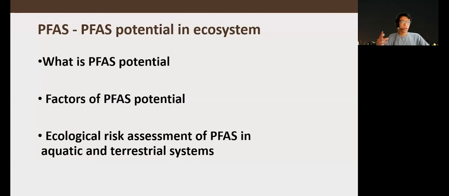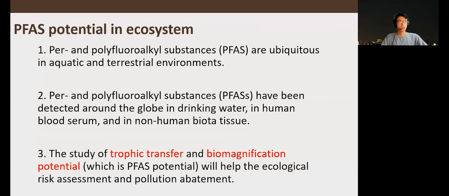Hi. After my partners explain about PFAS, I believe you have a basic understanding. My part is about PFAS potential in ecosystem, and it is divided into 3 parts: What is PFAS potential? Factors of PFAS potential, and ecological risk assessment about PFAS in aquatic and terrestrial systems. Now let's move to the first part.